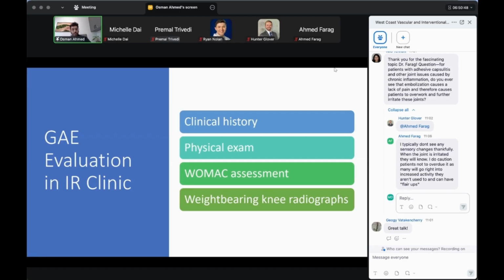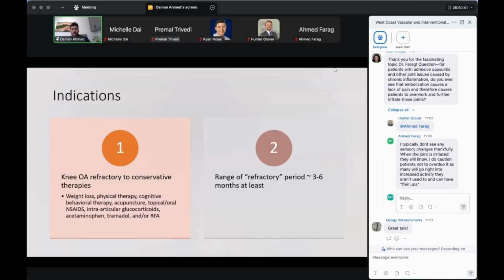So in addition to doing the WOMAC, we obviously also do a history and physical, and then we also do weight-bearing knee radiographs, and that's to grade the severity of OA.